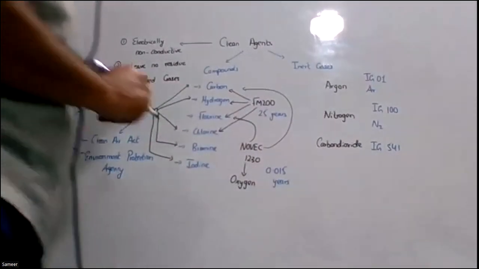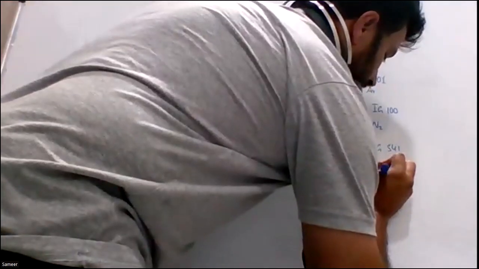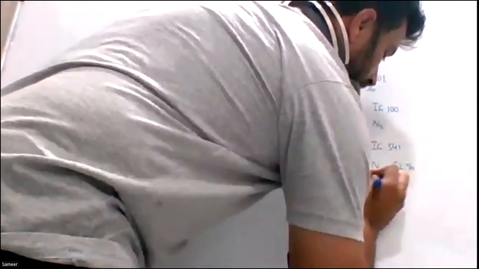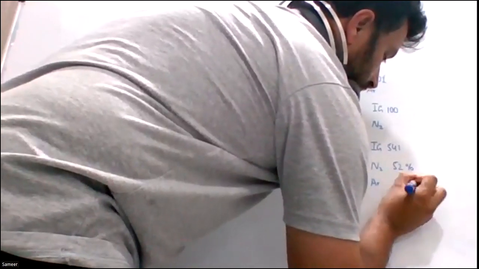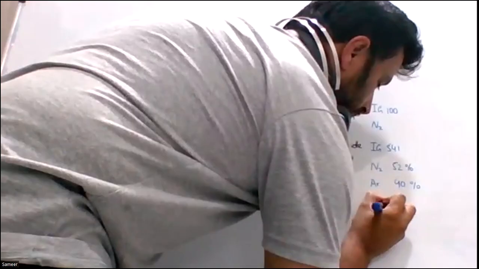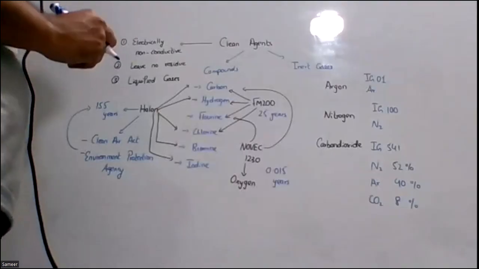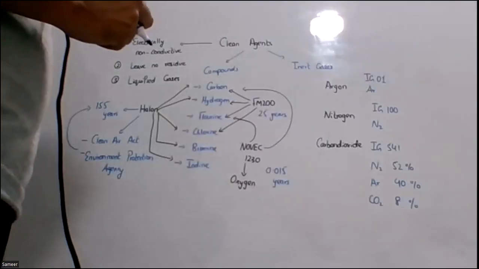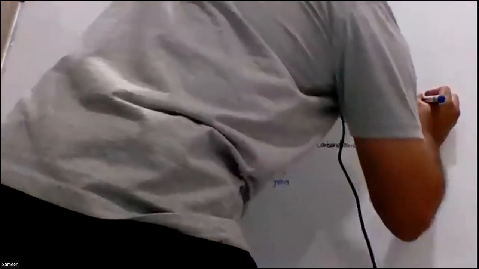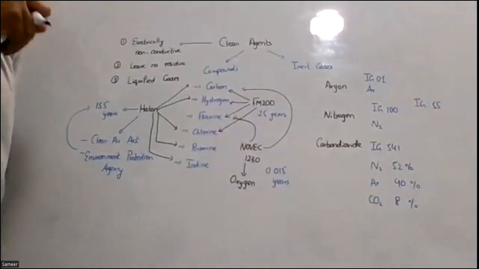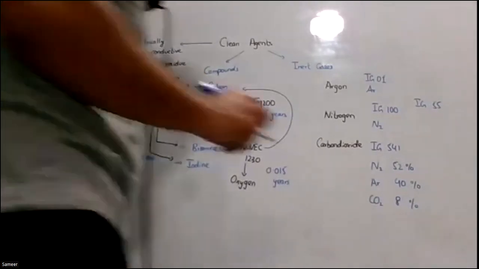Inert gas 541 contains nitrogen 52%, argon 40%, and carbon dioxide 8%. Then we have the fourth and the last formation, that is IG55. Inert gas 55 contains nitrogen 50% and argon 50%.